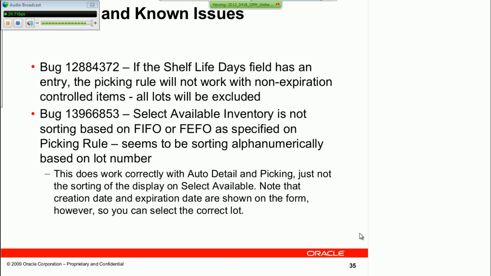We do have fields on that form to show you the creation date and expiration date. So the information is there for you to be able to pick the lots that you need based on that criteria. It's just not sorting in that order as it should be. So again, I've entered an internal bug for this, but if any of you run into it, do log an SR and reference this bug and make sure that a customer bug gets entered, and then this issue will be given higher priority.